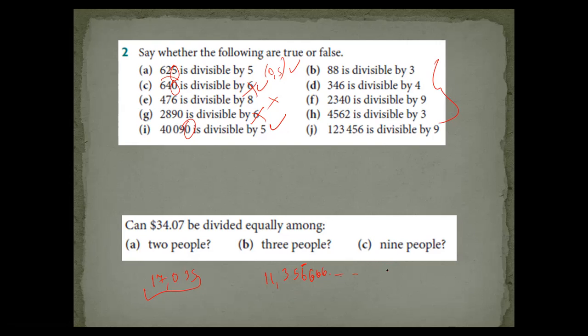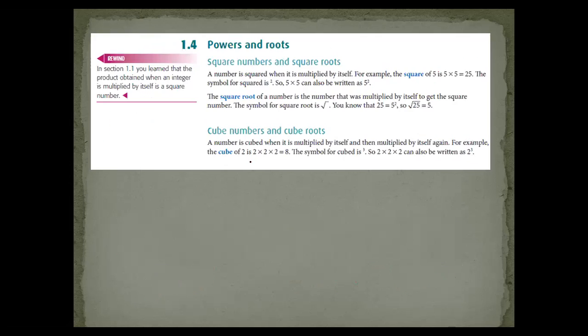And 9 people, when you divide this number by 9, also 3.78 and 5 repeating decimal. That's why it's not equal. The other is okay. So the first option is divided equally among. And the powers and the roots.